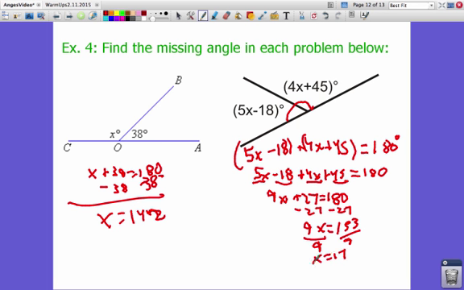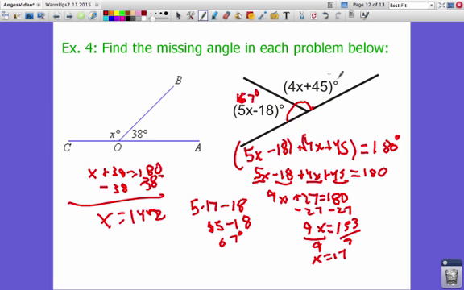Now the question didn't ask me what x is. The question asked me what these angles are. So now I need to figure that out. This angle here is 5 times 17 minus 18. 5 times 17 is 85. Minus 18 is 67 degrees. So this is 67 degrees.